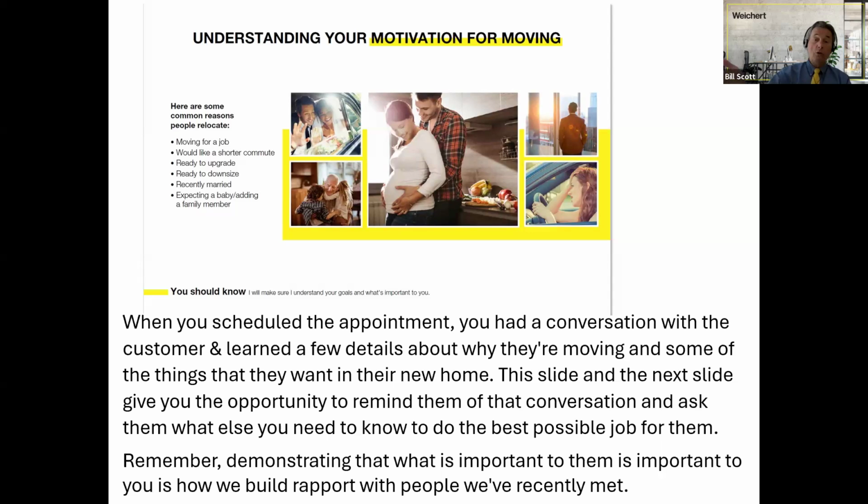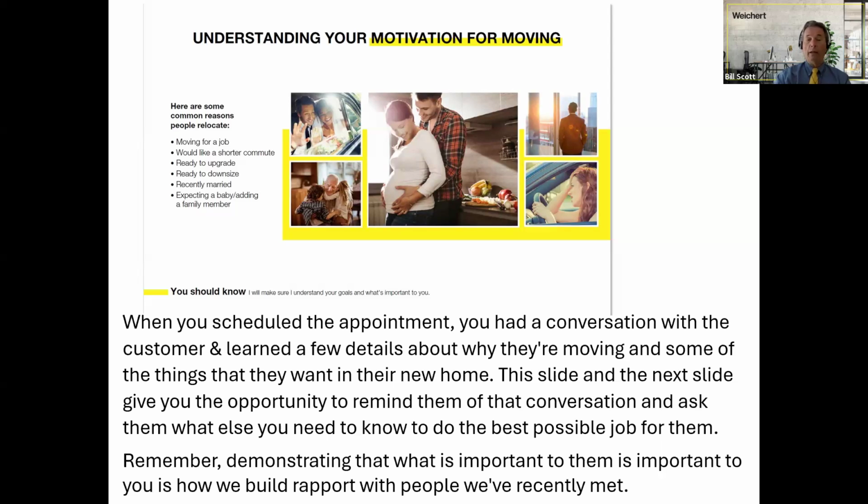Okay. So when you talk to them on that initial call, you might have talked to them and said, okay, well, the reason that we're looking to move is because we have a 6-year-old that's going to be going into the first grade and we want to be in this particular school district. We've got a new baby on the way and we need a bigger house, whatever it is that you learned about them when you had that initial conversation.